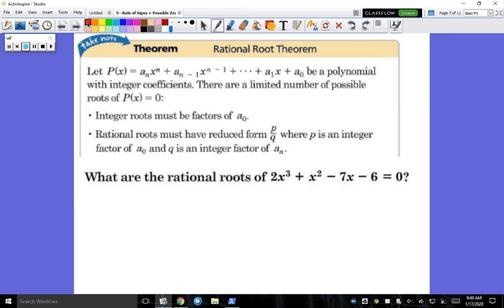Rational root theorem. These are the fractions. What are the roots if you see something like this? This feels like factoring by grouping.